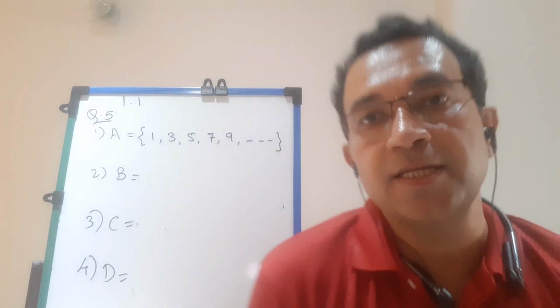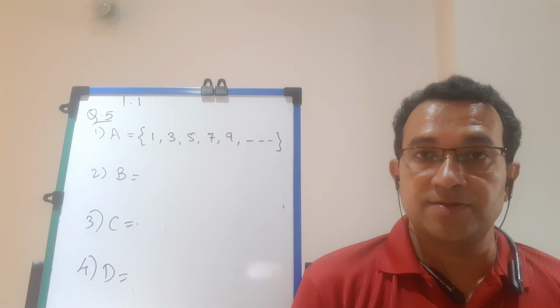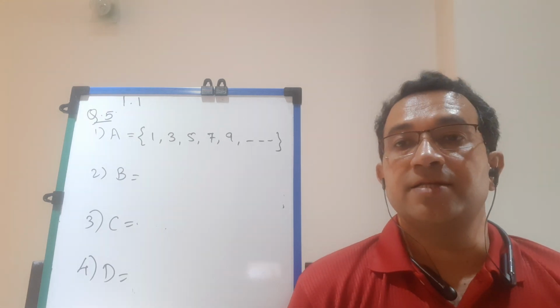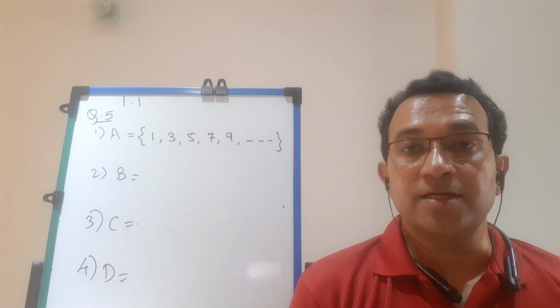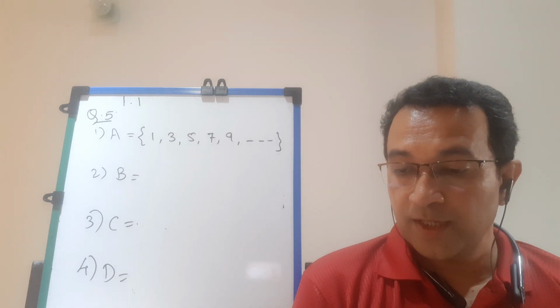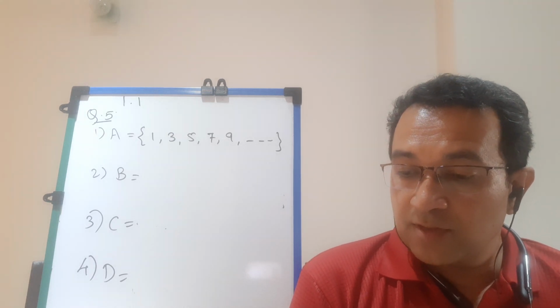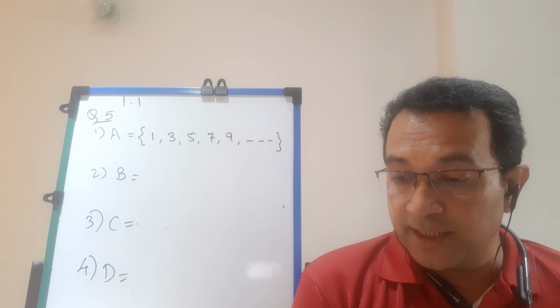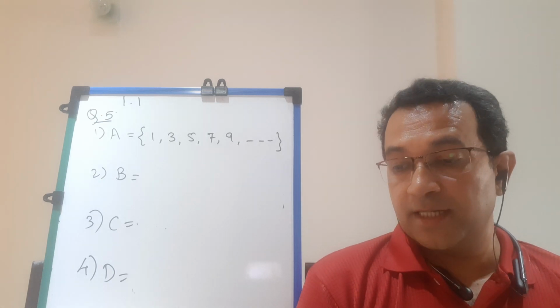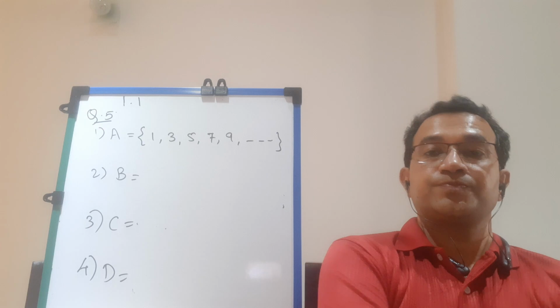Specifically students, this is an infinite set. It has no upper boundary. Then students, B is equal to the set of x such that x is an integer and minus 1 by 2 is less than x less than 9 by 2.